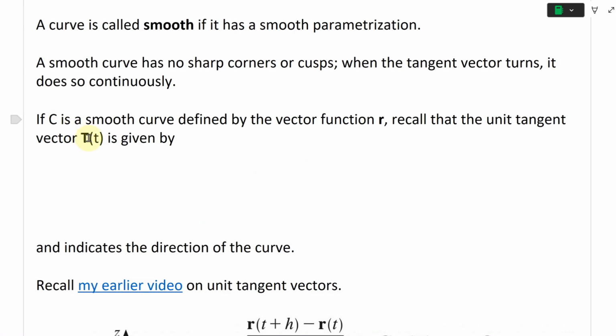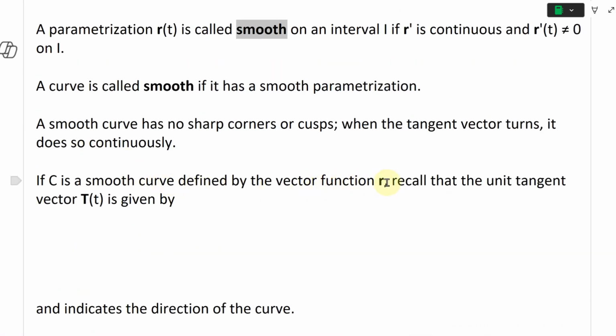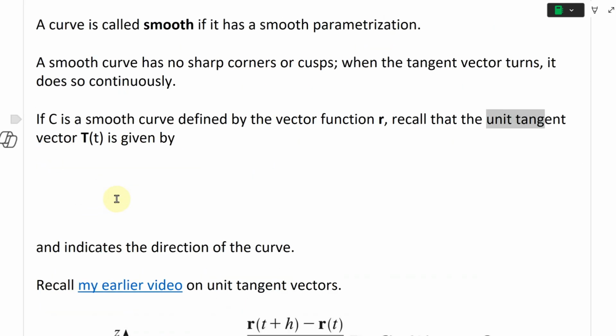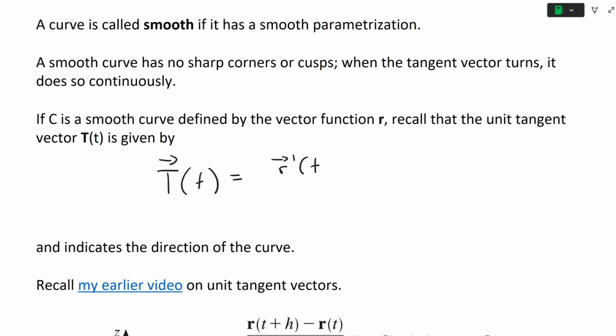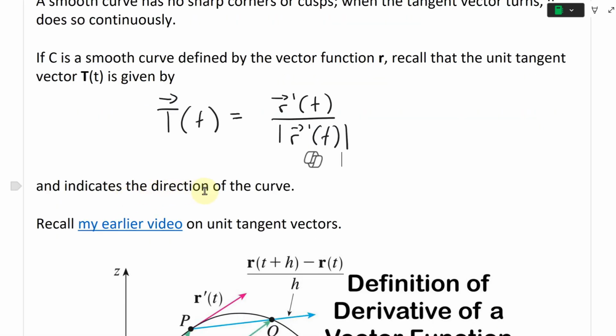So if C is a smooth curve defined by the vector function r, recall from our earlier video that the unit tangent vector, capital T of t, is given by the derivative of the vector function divided by the length of the vector function. So r prime of t divided by its magnitude, so that this length is going to be 1. That is the unit tangent vector, and this indicates the direction of the curve.